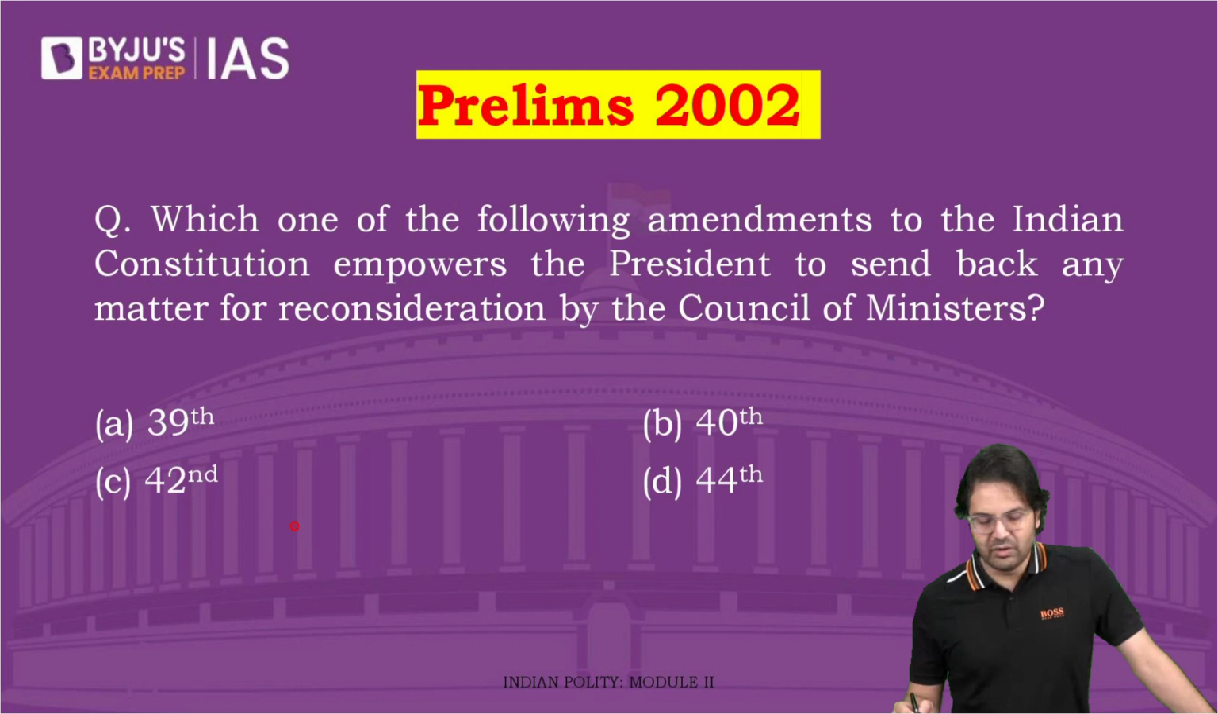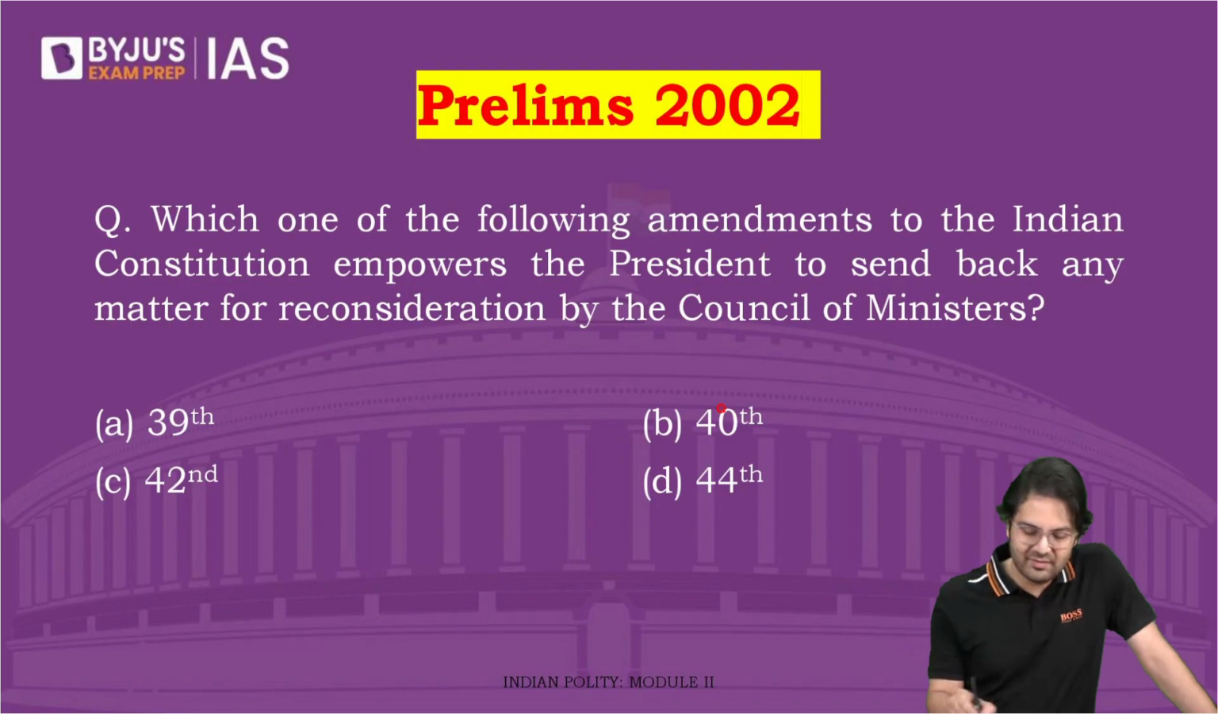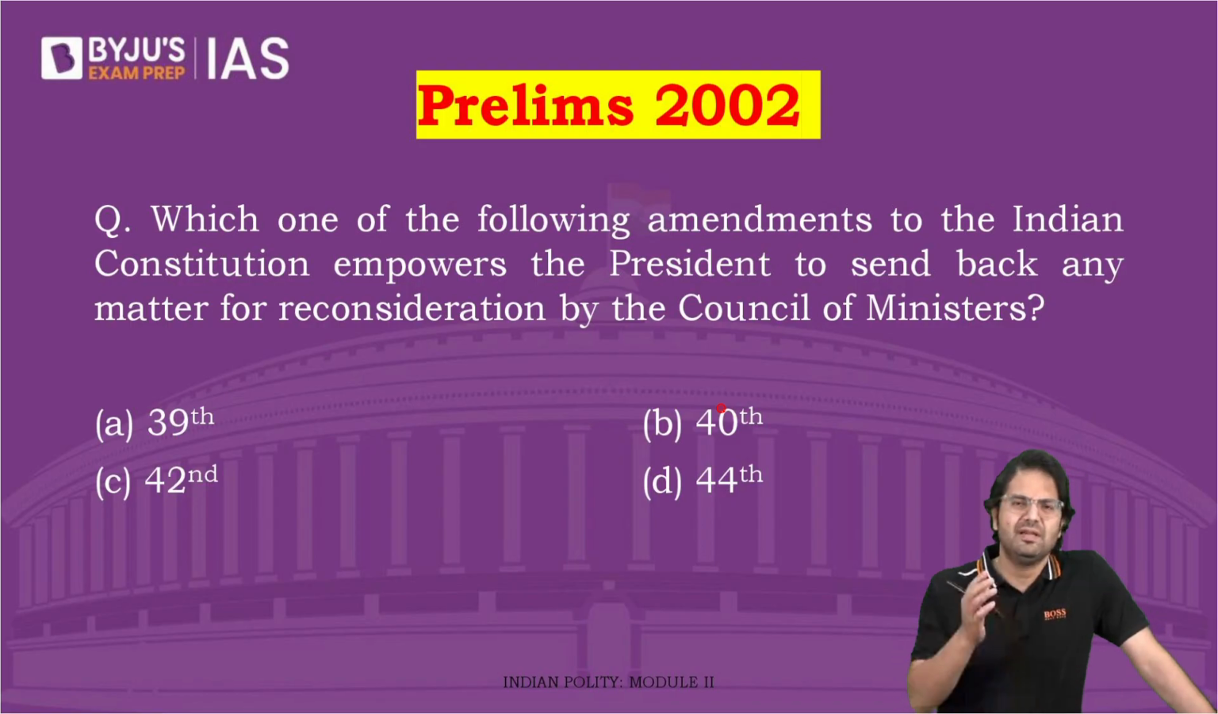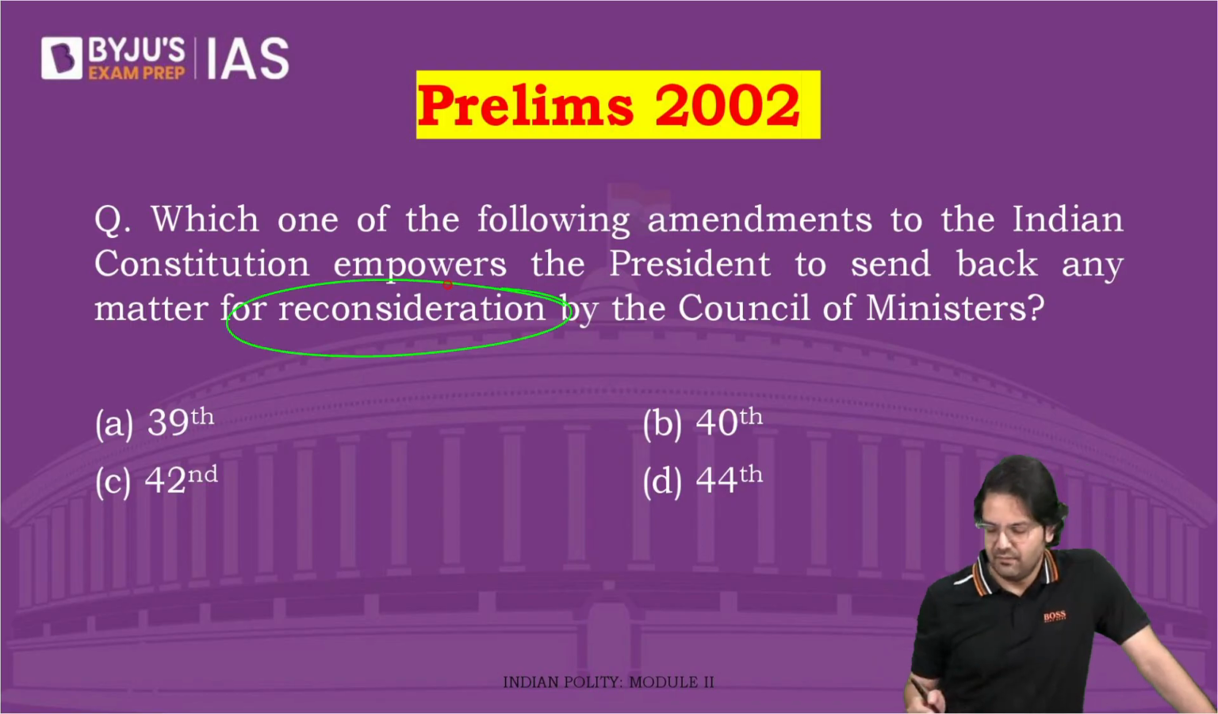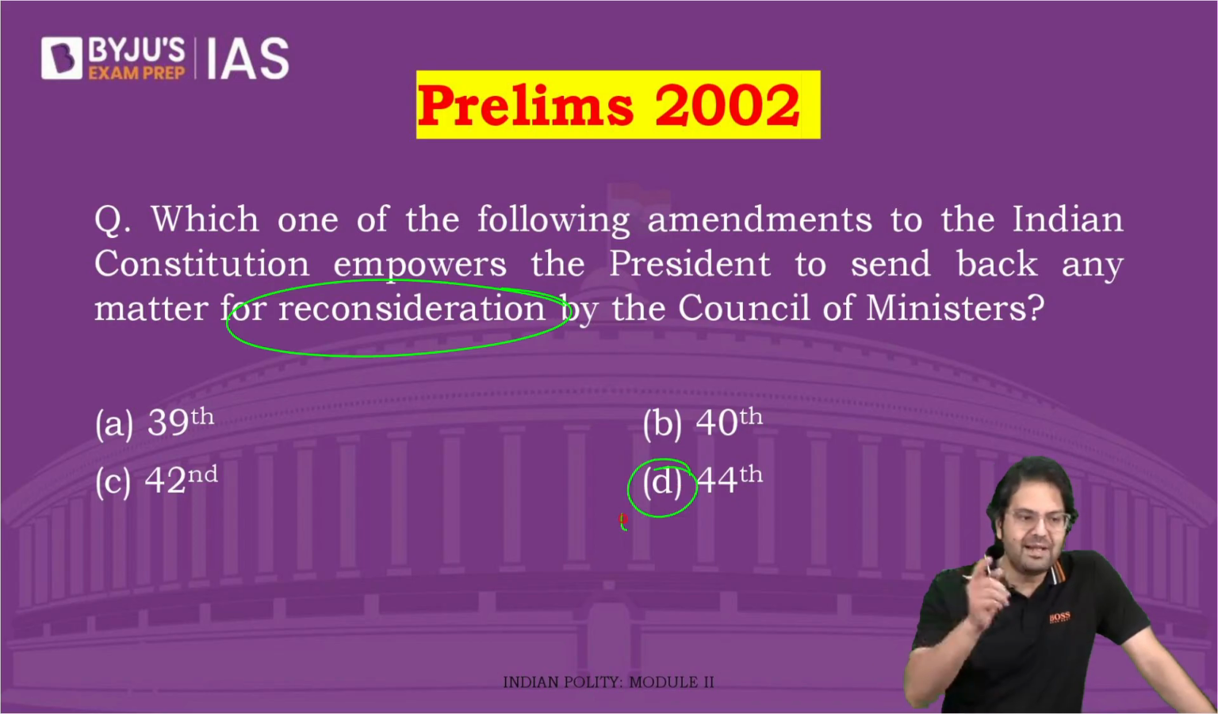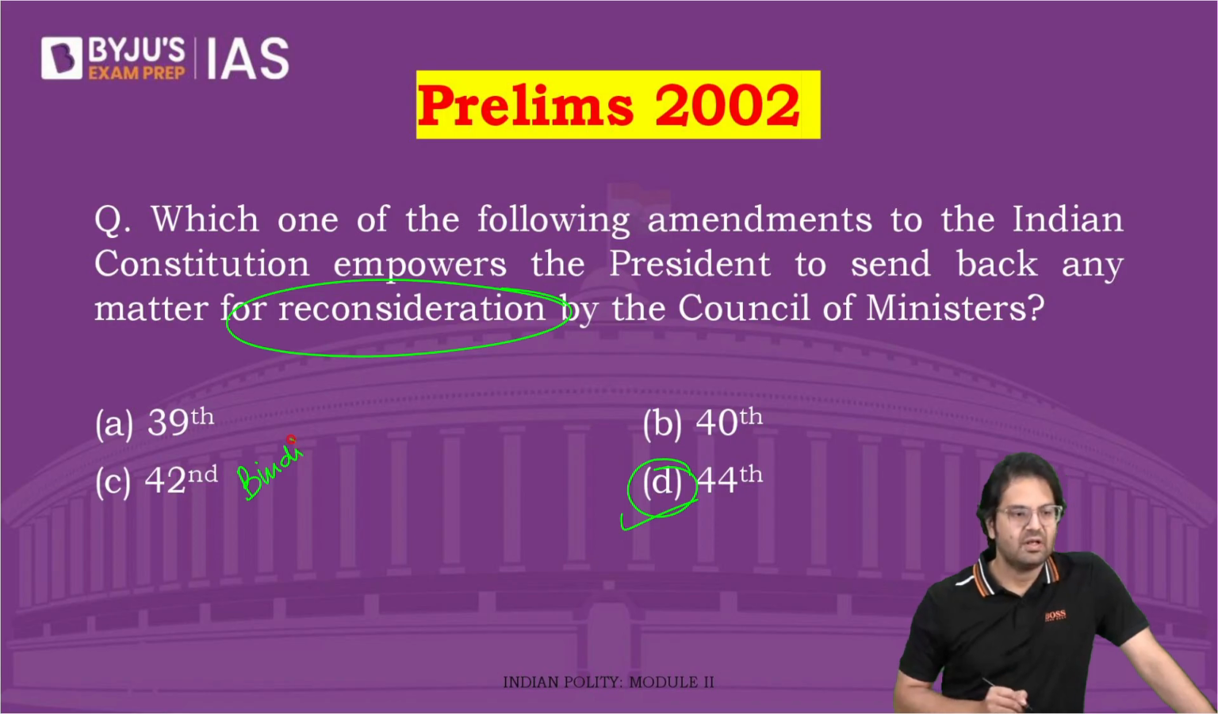Which one of the following amendments to the Indian Constitution empowers the President to send back any matter for reconsideration? This was reconsideration, sending back, which is the 44th. The 42nd was binding. Clear?